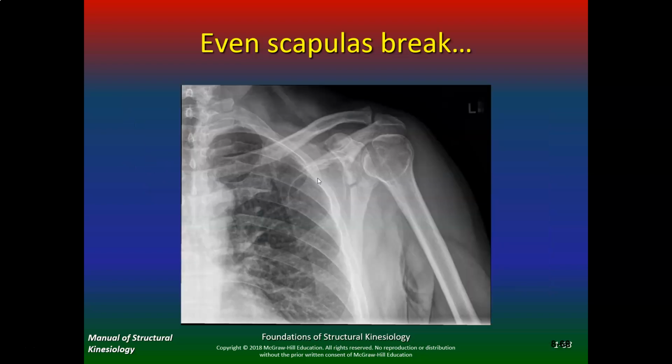Even scapulas break. Look at that. This is from snowboarding. If you look right in there, that's a fractured scapula. It's very rare, but this patient lost control and they ran into a tree. That happens, right? So there's a fractured scapula right there.